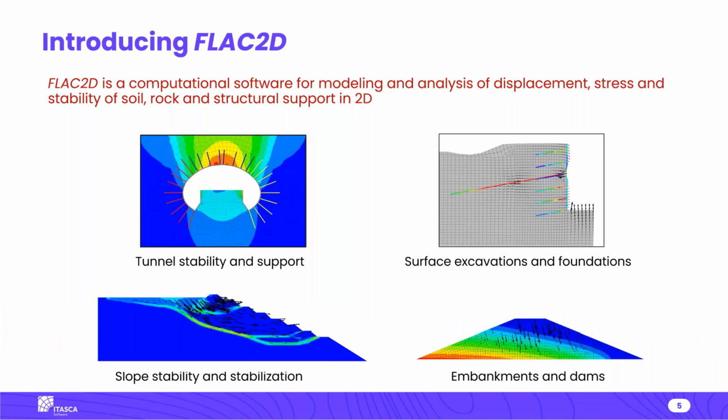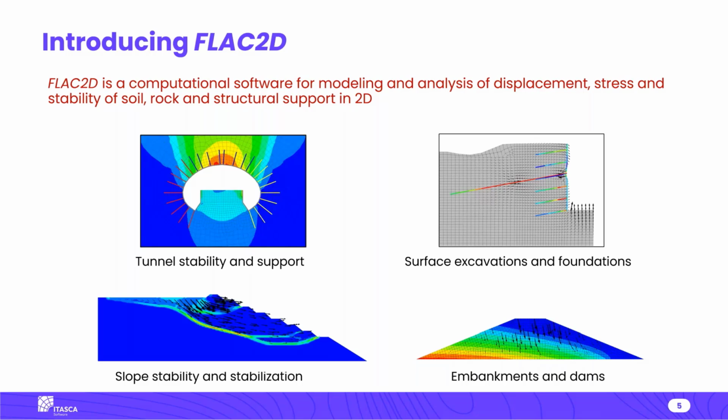For those people who never used Itasca software, and particularly FLAC or FLAC3D, FLAC2D is very similar to those codes. I just would like to mention what it is about and a few general applications among the variety of applications where it can be used. FLAC2D is a computational software for modeling and analysis of displacement, stress, and stability of soil, rock, and structural support in 2D. This is a very short, quite incomplete description of what FLAC2D can do, but it highlights the major features of FLAC2D.